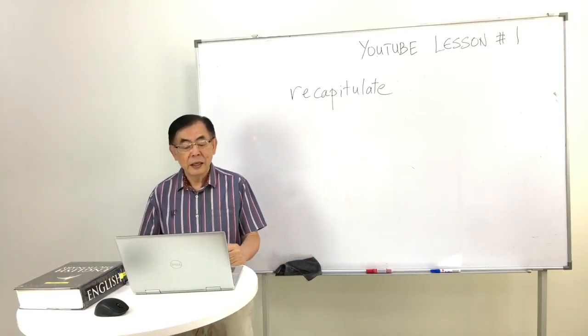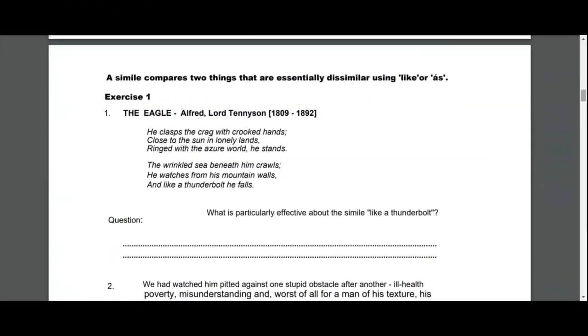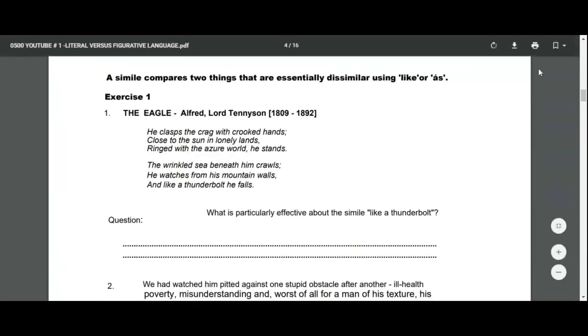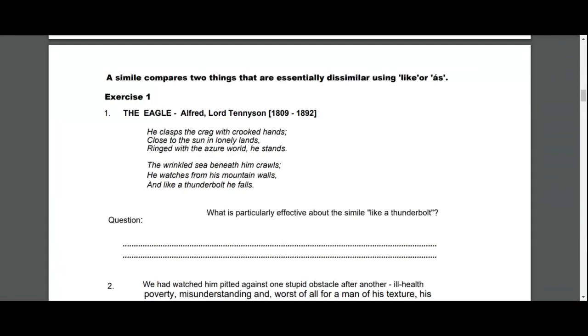Okay, let me read this poem. He clasps the crag with crooked hands, close to the sun in lonely lands, ringed with the azure world he stands. The wrinkled sea beneath him crawls, he watches from his mountain walls, and like a thunderbolt he falls.